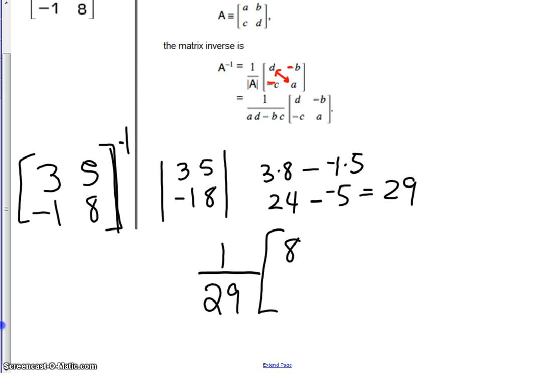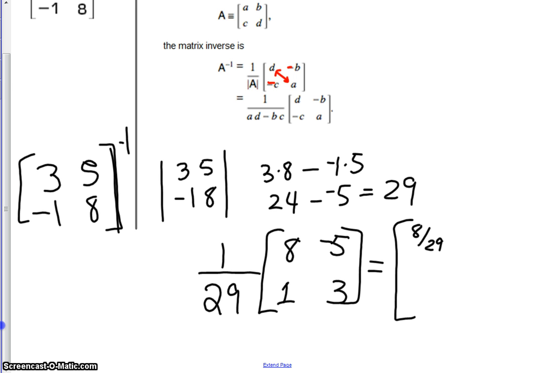So I'm going to switch around my diagonal, so my 8 and 3 switch places. My other diagonal doesn't switch places, but if it's a positive, it goes to a negative. If it's a negative, it goes to a positive. So now I have a scalar multiplication. So this one actually looks like this: 8/29, -5/29, 1/29. It does look this crazy at times, and 3/29. That is my answer. That is my inverse.